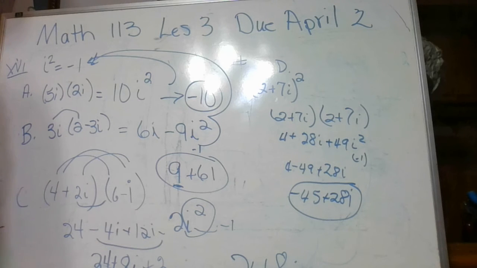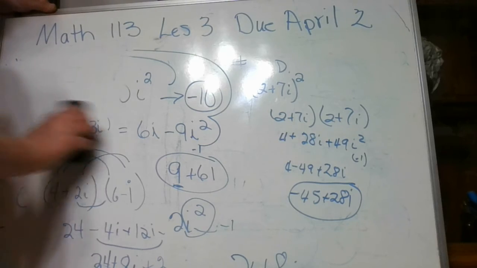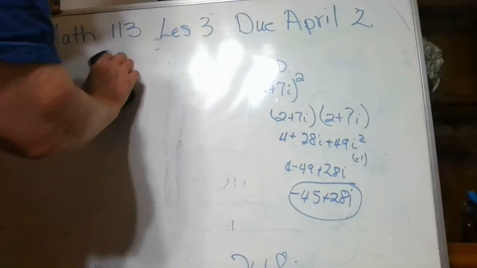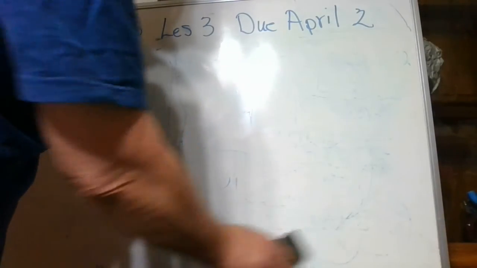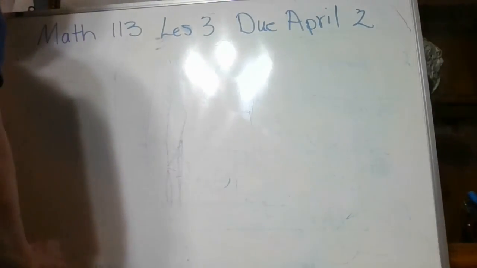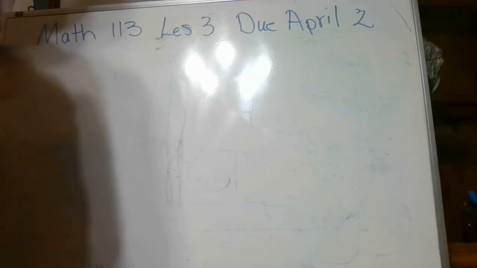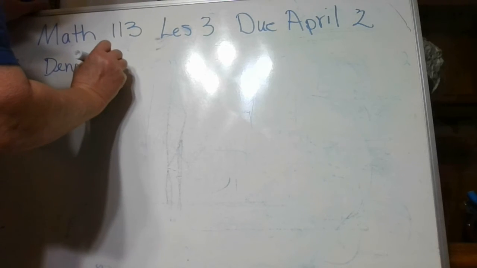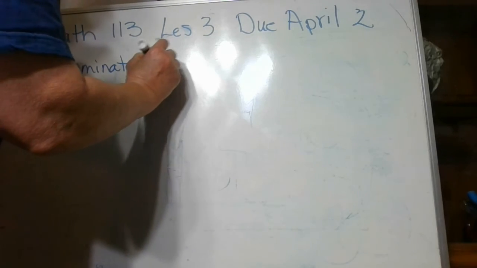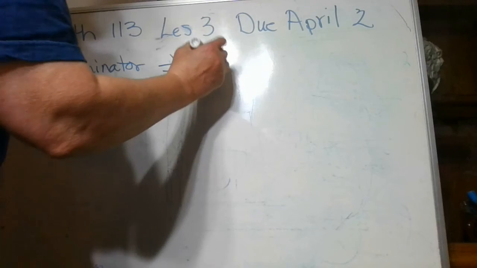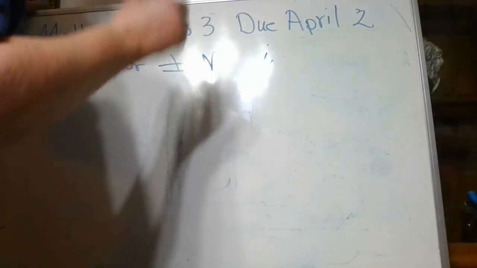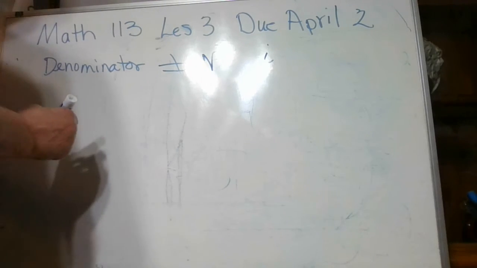So I have one more section here, dividing numbers, where we have to rationalize the denominator. The denominator cannot have a radical on it, and it cannot have an imaginary number on it. So let's make that little note here so you don't forget. Denominator, that's the bottom number on a fraction, cannot have a square root or have an i in it. You must rationalize the denominator.